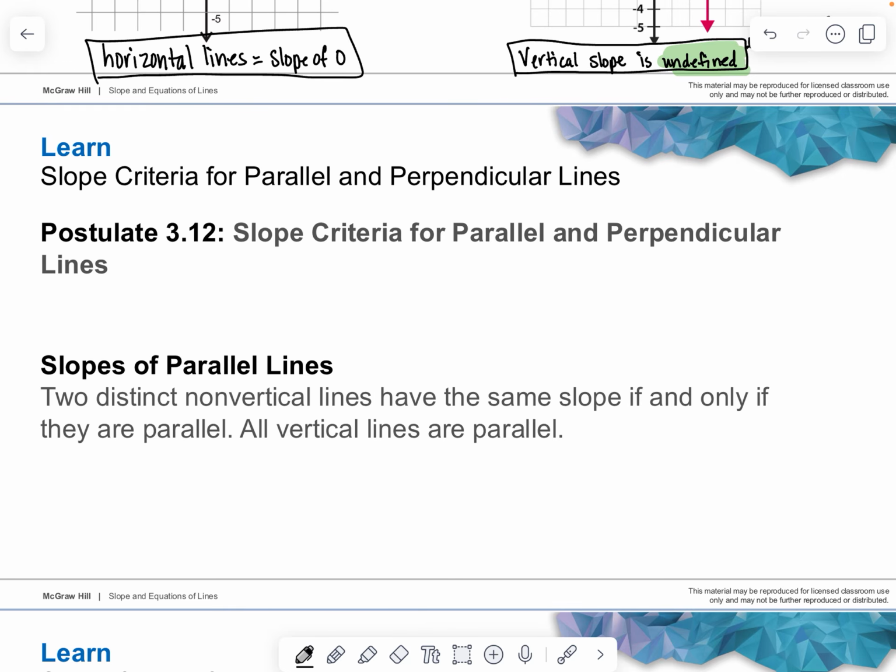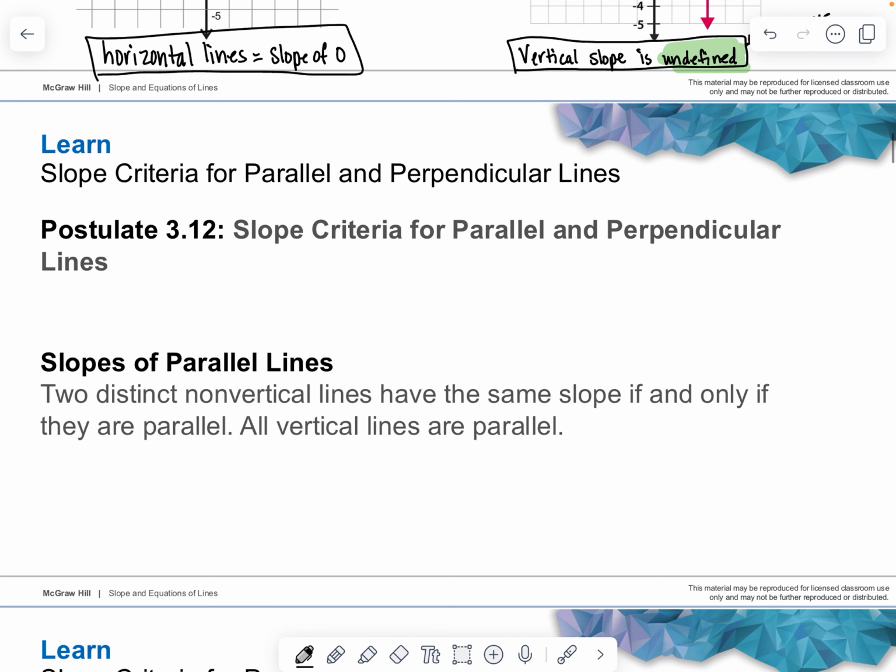And all vertical lines are parallel. So what they're saying is if you see a line that has a slope of 2/3 and another line, so slope of line 1 is 2/3 and slope of line 2 is 2/3, they're both parallel. Does that make sense? Okay.